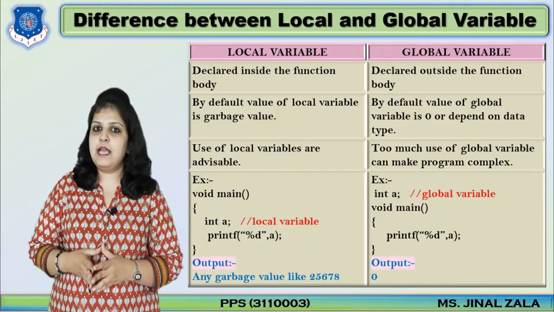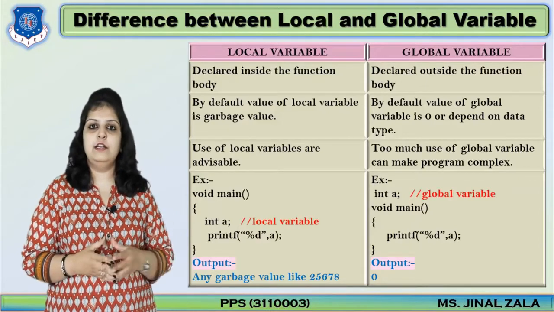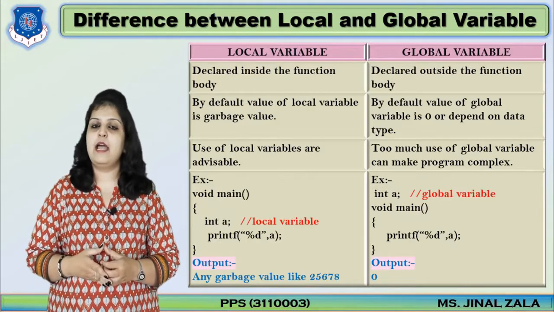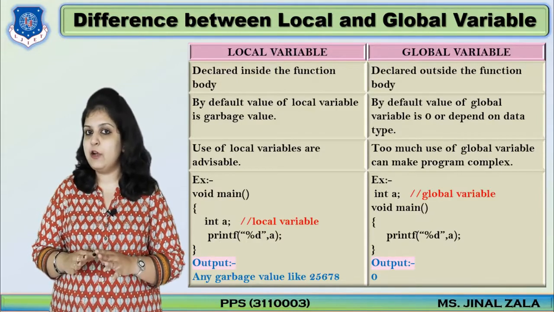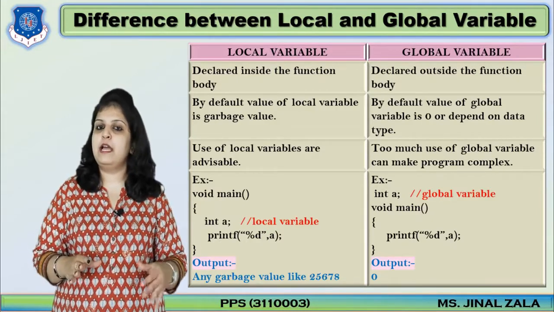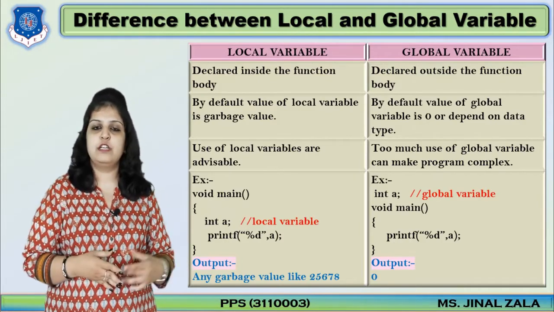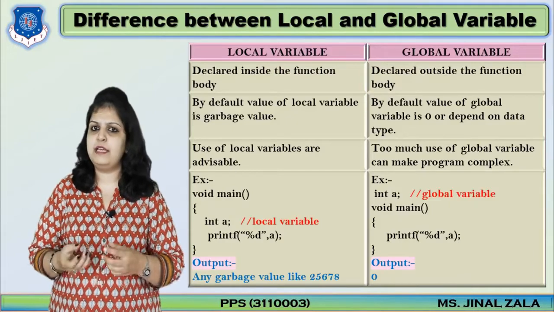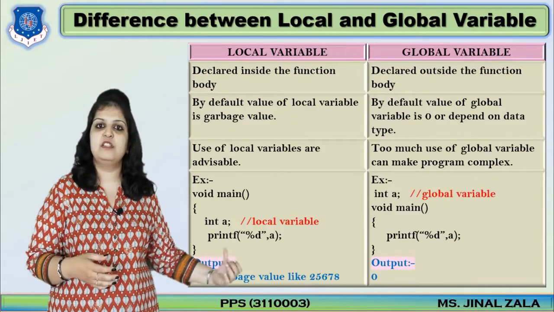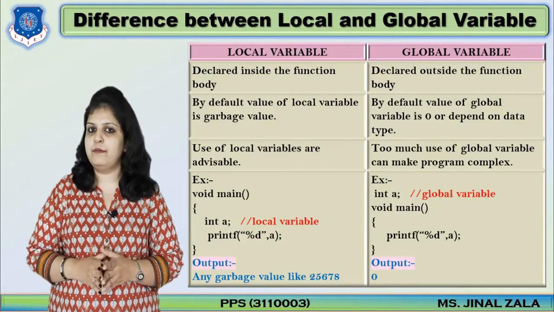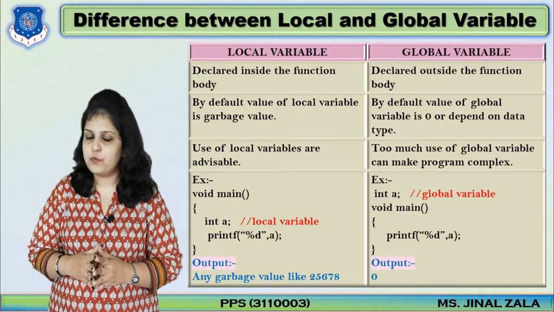And let's see an example. Here in the local variable example you can see that int a is our local variable, and I am not assigning any value to our variable and simply printing the value of a. So what will be the output? It will print a garbage value, any type of garbage value. Here I am just writing 2, 5, 6, 7, 8. You can get any type of garbage value as your output.